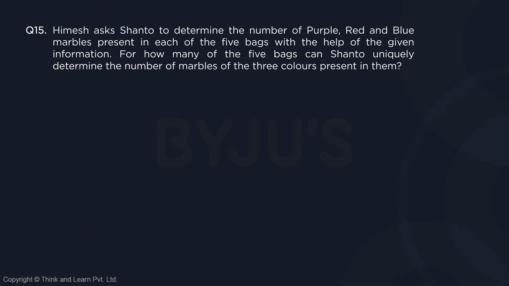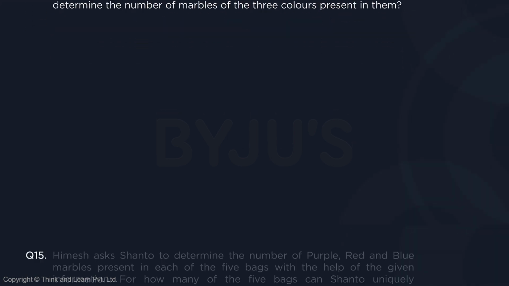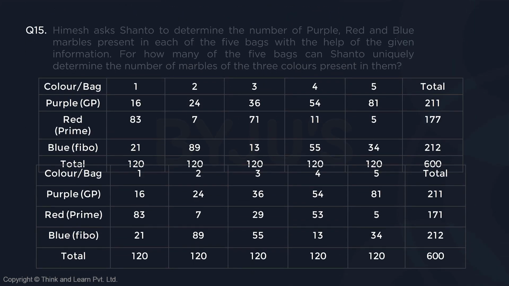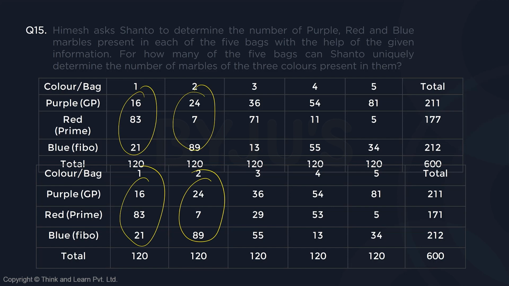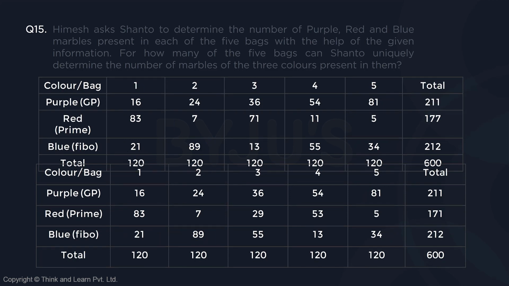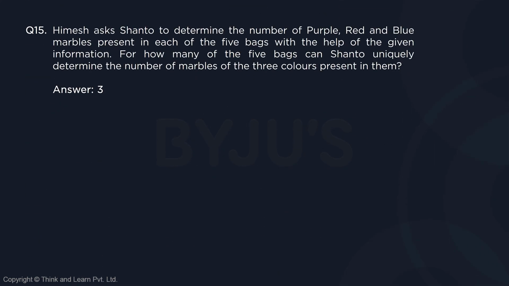Alright, 15. Hitesh asked Shanto to determine the number of purple, red, blue marbles in each of the 5 bags with the help of the given information. For how many of these 5 bags can Shanto uniquely determine the number of marbles in the 3 colors present in them? So we have fixed 1, 2 and 5. So for 3 bags I can uniquely determine the number of marbles of different colors, and that's your answer. I hope it is clear. Good.